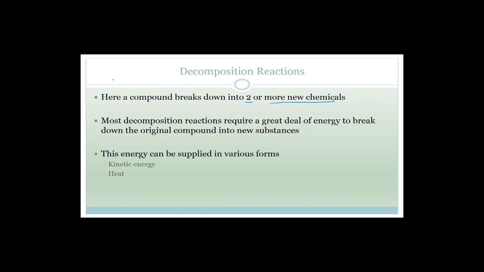So, for example, let's say we've got water, and let's say that we manage to somehow break it up into hydrogen and oxygen. Obviously, that doesn't work as written because we have to balance it. So we need to put a two there and a two there. But you can see that we can then break up a water molecule into two hydrogen molecules and one oxygen molecule.